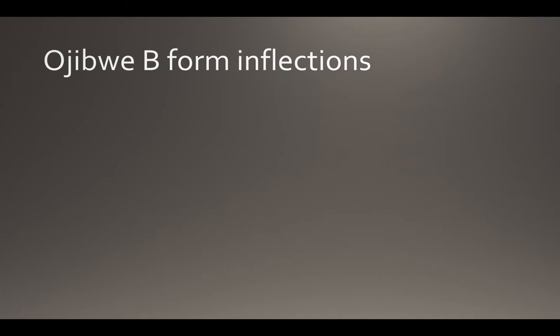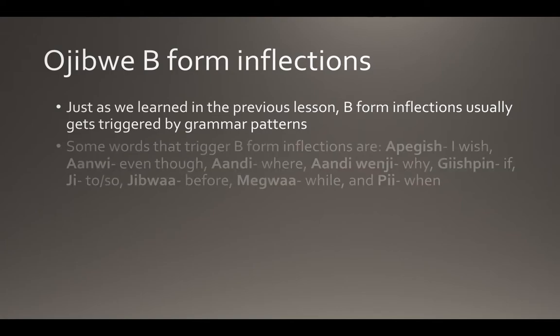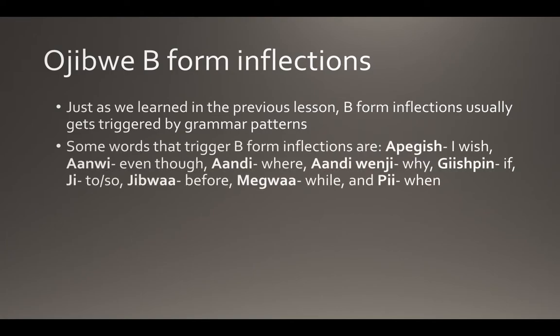Ojibwe B form inflections. Just as we learned in the previous lesson, B form inflections usually get triggered by grammar patterns. Some words that trigger B form inflections are apegish, which means I wish; onwe, which means even though; onde means where; ondewenje means why; gishpin means if; je means to or so; jebois means before; megwa means while; and pi means when.